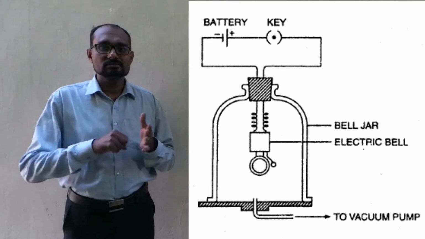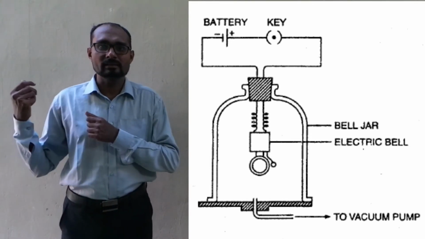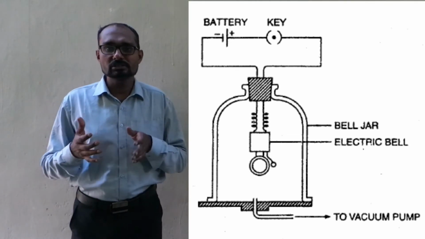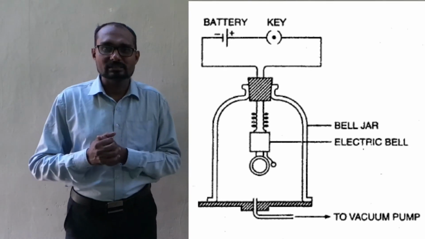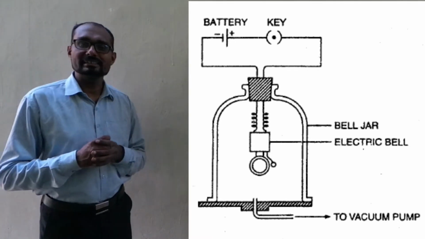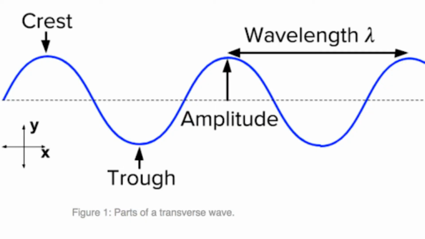It is because the air, which is behaving like a medium, is being taken away. So there is no medium to transport the sound from one place to another, and the sound does not travel. From this we understand that sound needs a material medium for its propagation. Sound cannot travel through vacuum. Now coming to the characteristics of waves. Sound travels in the form of waves.